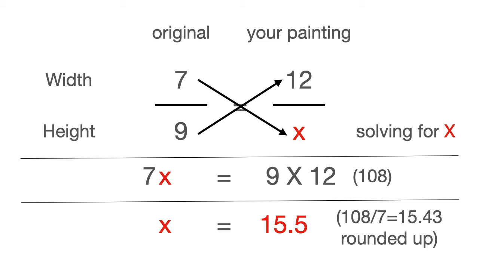What we do when we solve for an equation like this is we multiply diagonally. That's what those two arrows are showing. So what this means is on one side of our equation, we're going to have 7 times x, or 7x, which is equal to 9 times 12, which is 108. If what we then do is divide 108 by 7, we come to 15.43, which we're going to round up to 15.5.